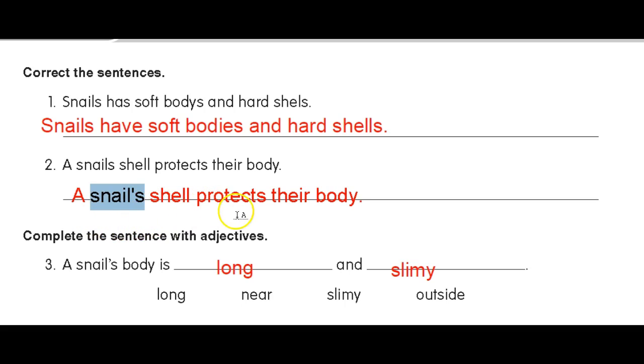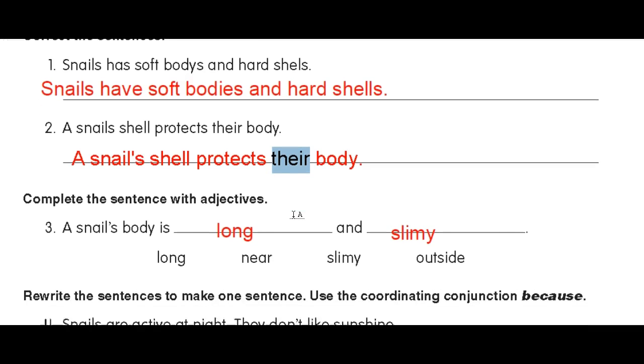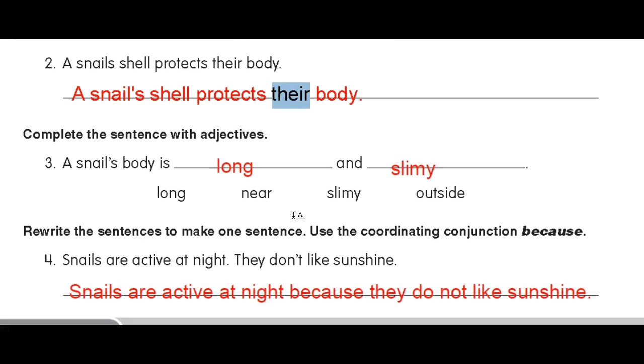A snail's shell protects their body. Okay, and just make sure this is correct up there, but make sure you use the correct "their," T-H-E-I-R, because the body belongs to them. A snail's body is long and slimy. Snails are active at night because they do not like sunshine, or you could say "don't like sunshine," but we don't need a comma.